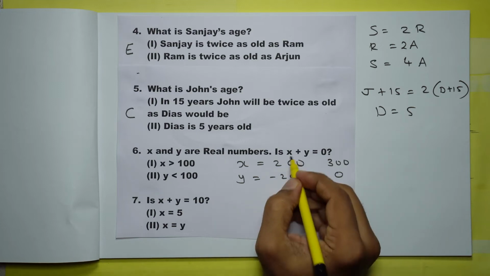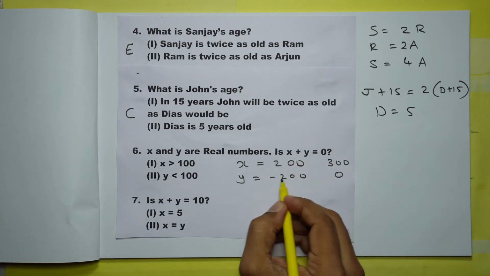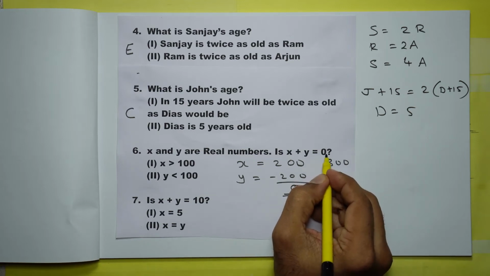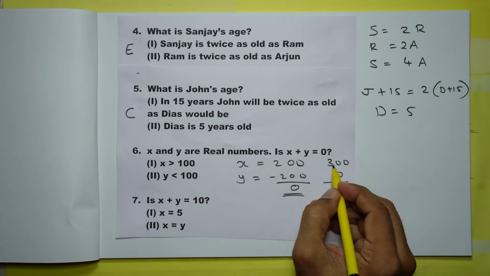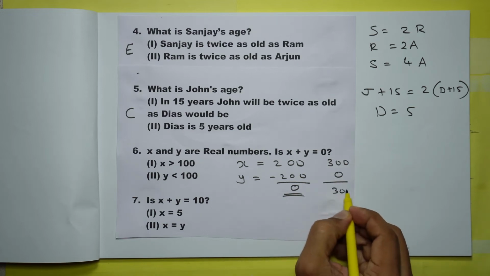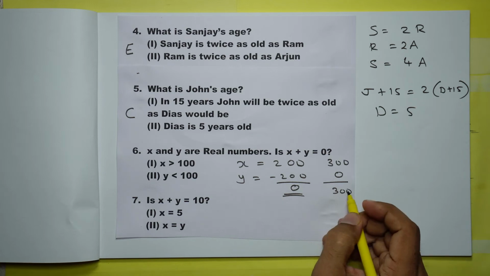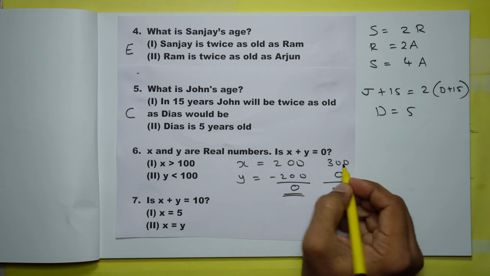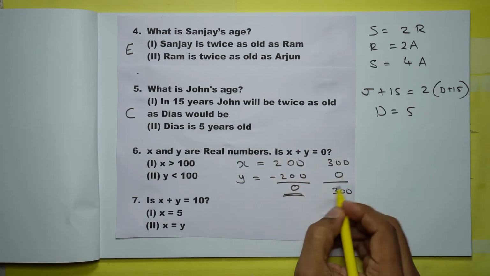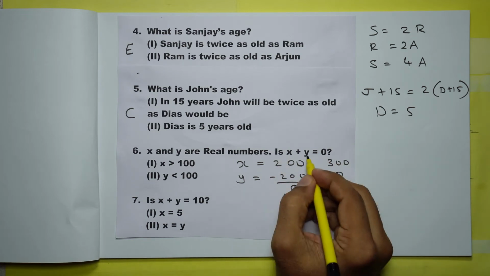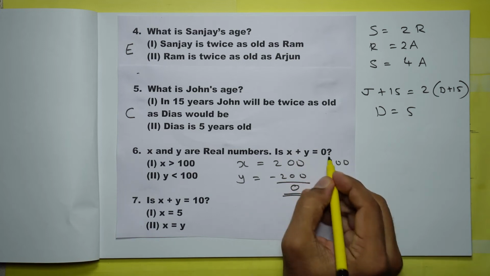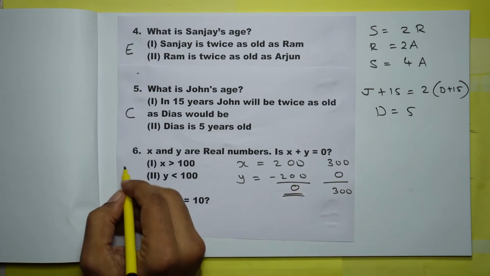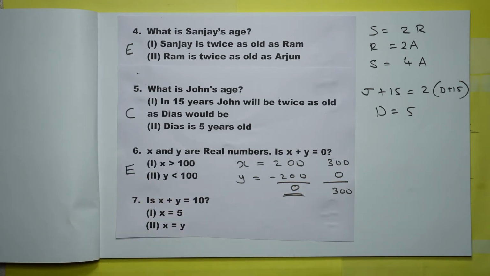Now in this case you will get X plus Y is equal to 200 plus negative 200. The sum will be 0. So is it equal to 0? Yes. Now in this case 300 plus 0 gives you 300. Is it equal to 0? No. So in some cases you will get yes, X plus Y is equal to 0. In some other cases you will get X plus Y is not equal to 0. So is X plus Y equal to 0? We don't know. Maybe yes, maybe no. So insufficient data. Hence E is the right answer.